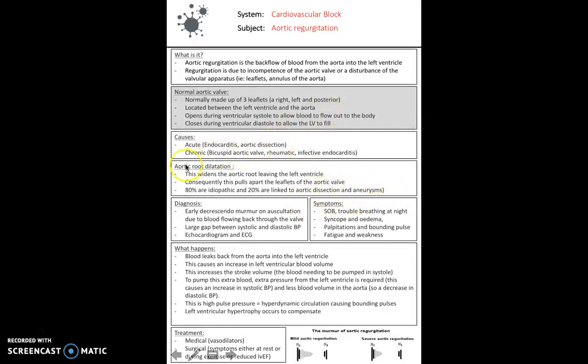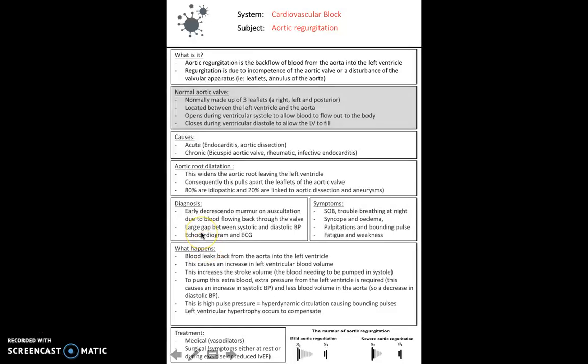of an acute cause. In terms of chronic, it could be a bicuspid aortic valve, as we've just discussed, it can be rheumatic fever, and it can be infective endocarditis, so similar causes to the aortic stenosis. Occasionally, remember, you do tend to have a mix of the two, stenosis and regurgitation.